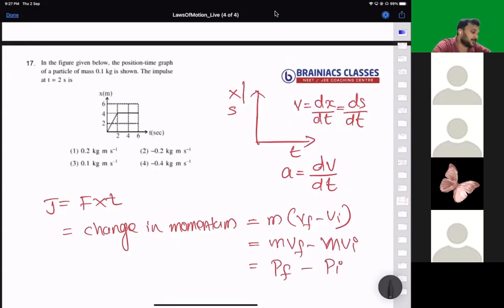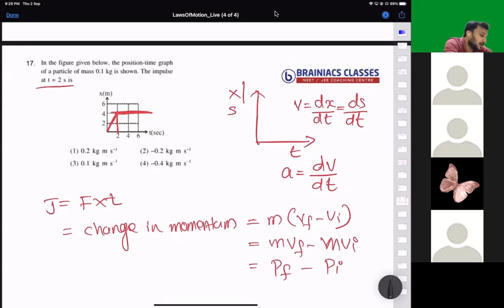So what is given in the question? Impulse at t equal to 2 seconds. If you look into the graph, at t equal to 2 seconds, from there onwards the graph is a straight line. Graph is a straight line means position is fixed. Position is not changing.